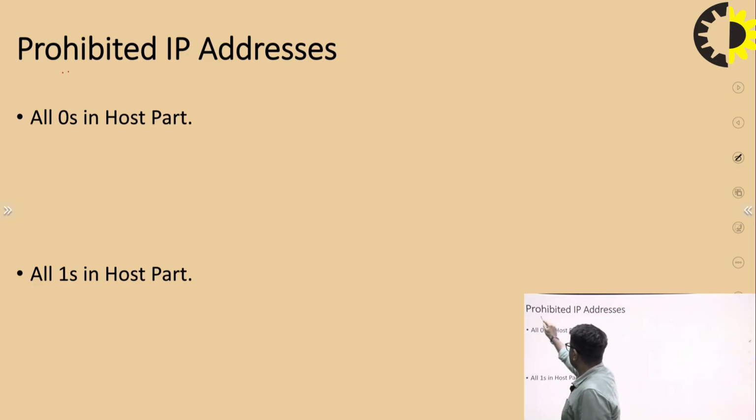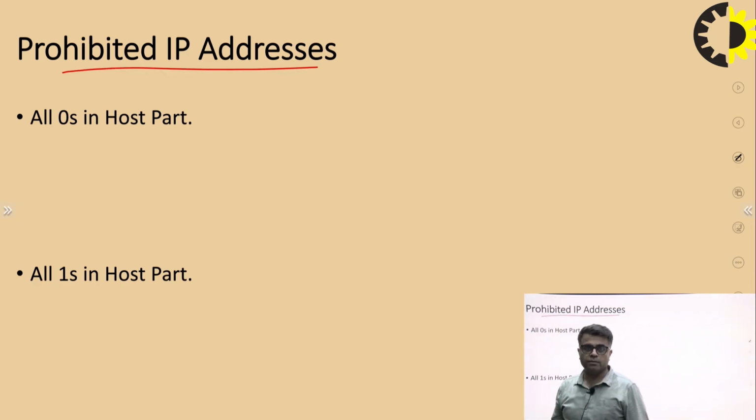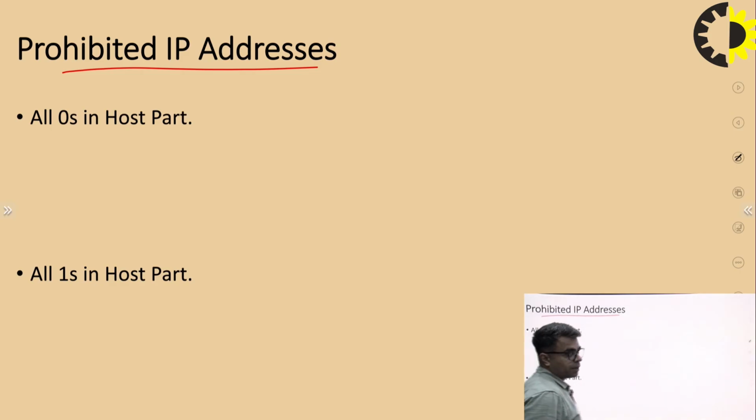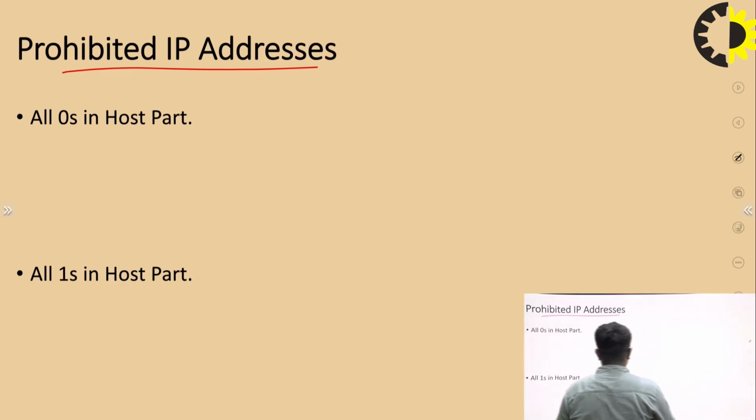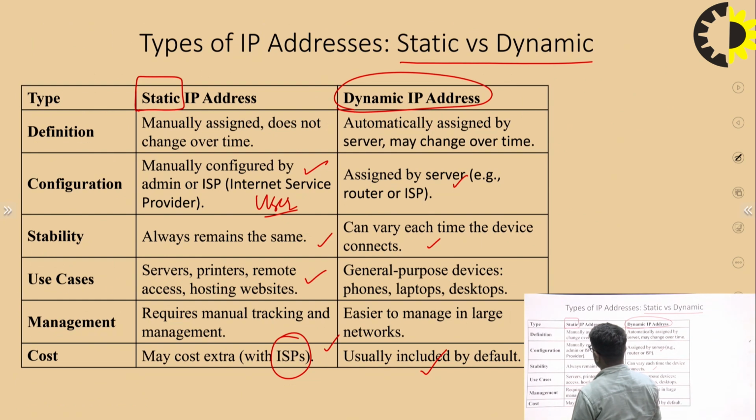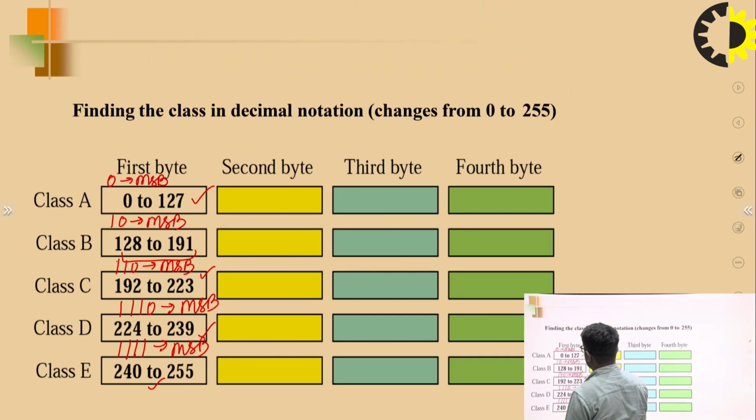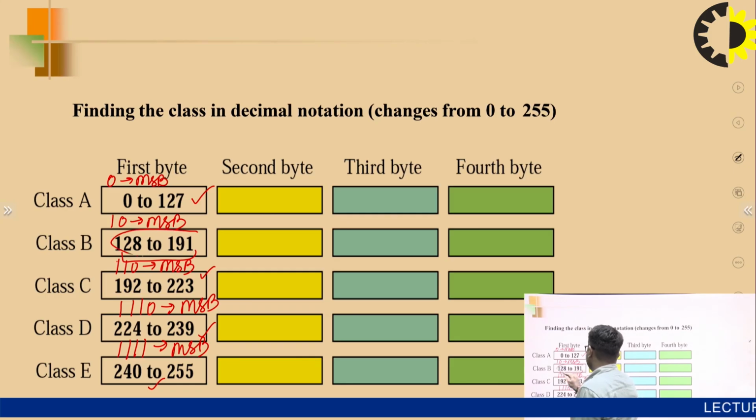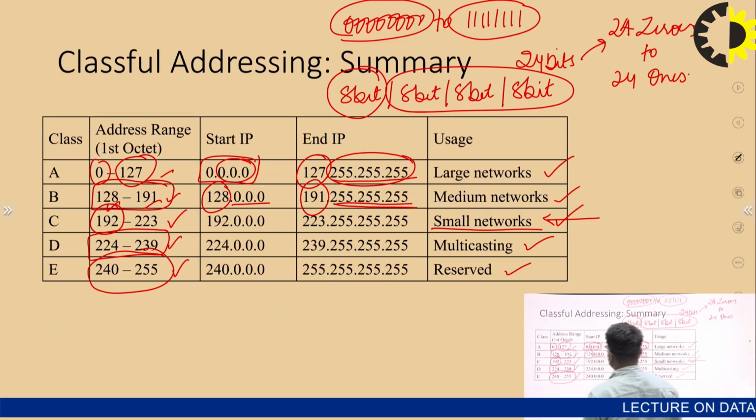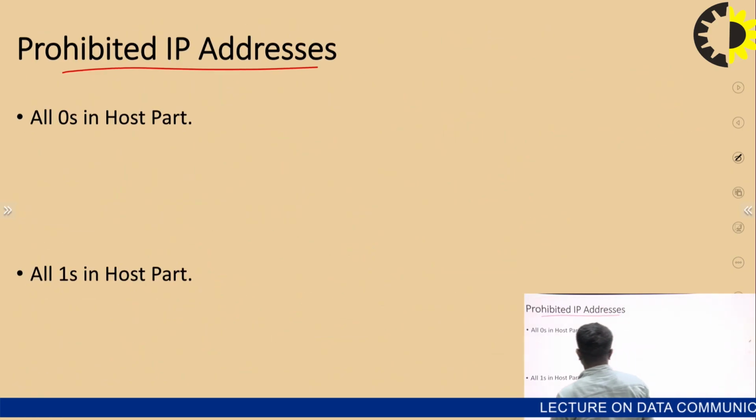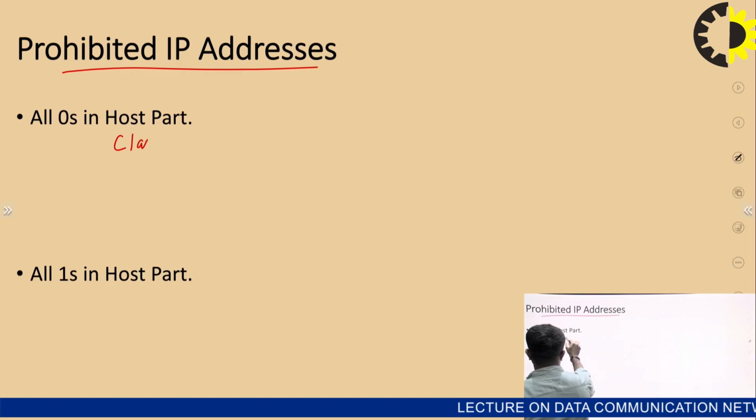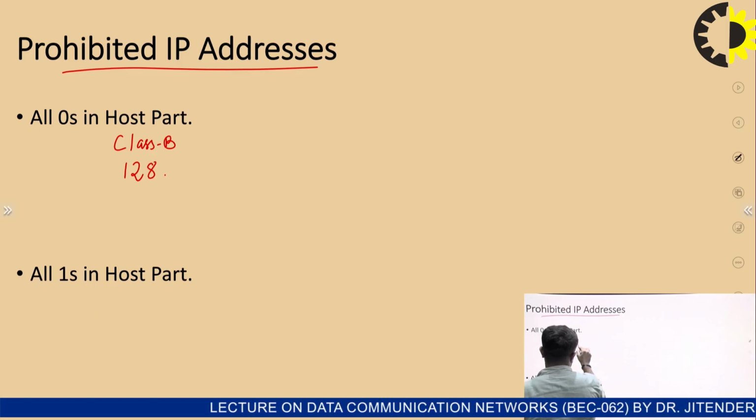Another important thing which will be useful in subnetting, which we will cover in our next class, is that all zeros in the host part and all ones in the host part are prohibited addresses. Let's say we take class B, so any number between 128 to 191. I'm taking an example of class B: 128 onwards, dot, another part, 26.